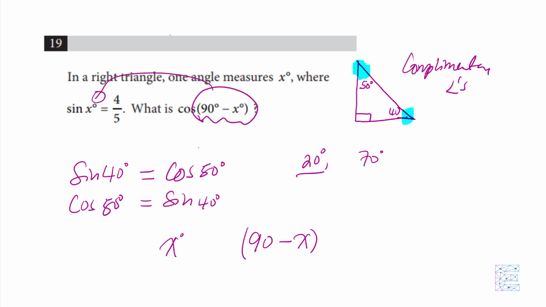So based on what we've learned, we know that the sine of one of the angles has to be the same as the cosine of its complement. So if they told us the sine is 4/5, well, the cosine of its complement is also going to be 4/5. And that is the answer to this question.